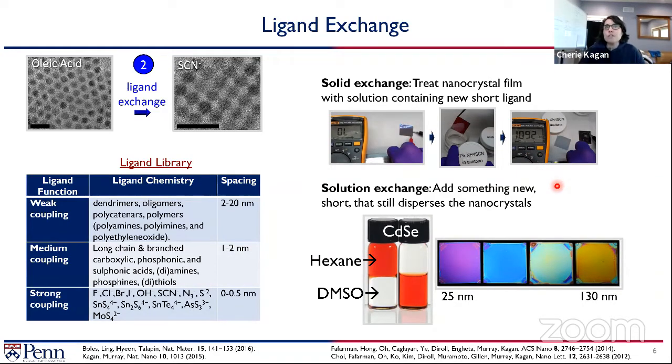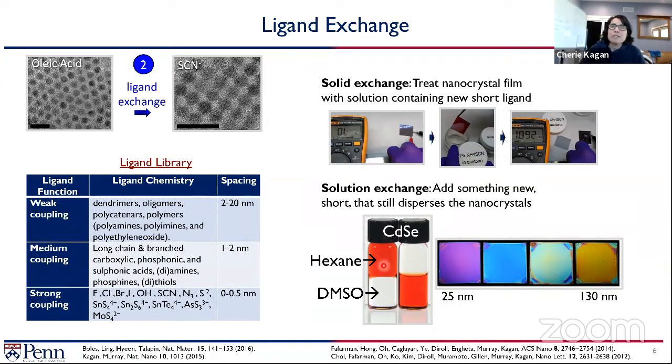The other approach is, instead of putting down the film and then replacing the ligand, that for some chemistries the community has developed routes that allow you to exchange the ligand while the particles are still dispersed. It's a little more challenging than solid exchange, because the replacement ligand has to still be able to maintain a dispersion. But this is an example.